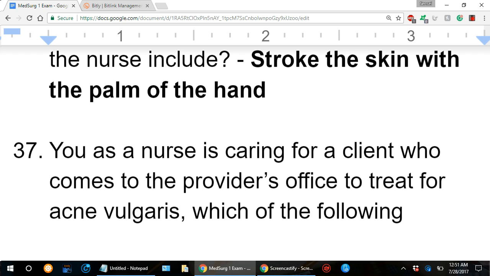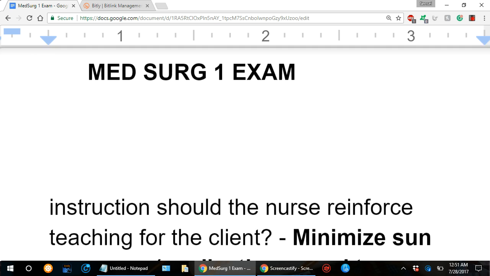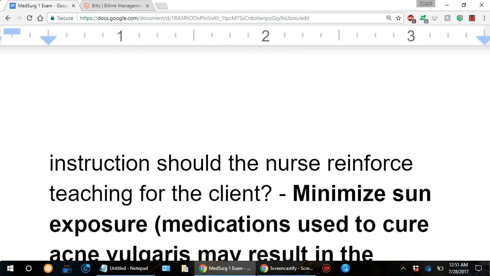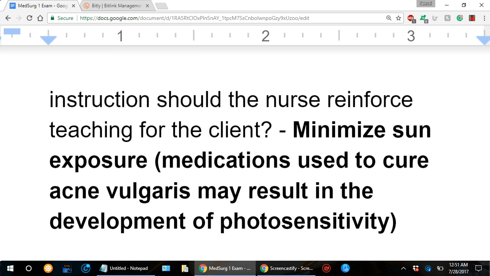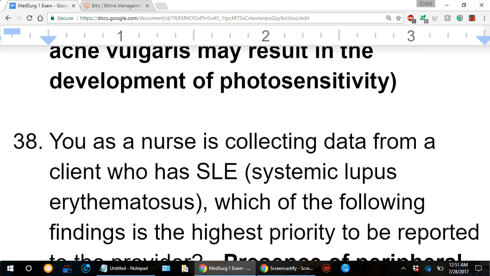You, as a nurse, are caring for a client who comes to the provider's office for treatment of acne vulgaris. Which of the following instructions should the nurse reinforce with the client? Minimize sun exposure. Medications used to treat acne vulgaris may result in photosensitivity. The answer is minimize sun exposure.